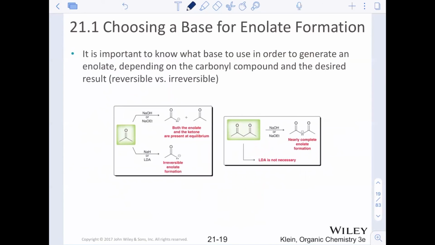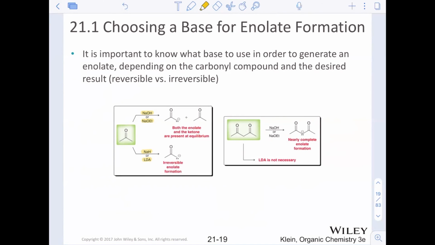All right, so thinking about what we just covered with choosing a base for enolate formation, there will be some times when we want to take aldehydes or ketones in an equilibrium reaction to form the enolate. Sometimes we're going to want to just have only irreversible enolate formation. All right, so we're going to see those two in just a few moments.